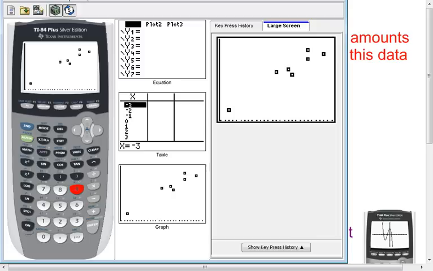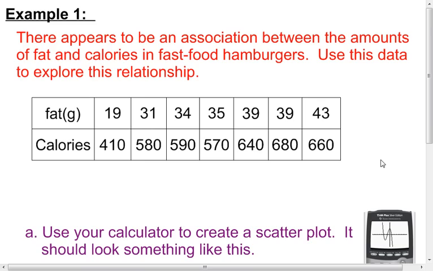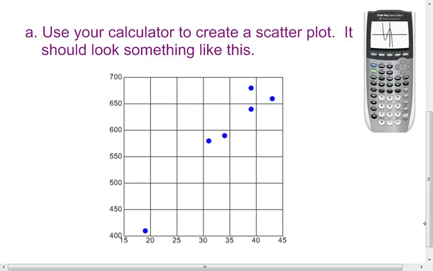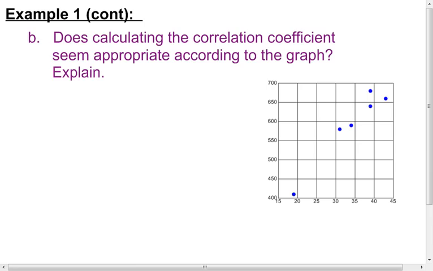Okay? And again, you're only going to calculate correlation coefficients if the data is linear. And in this case, definitely the data is linear, and so that is a good thing. It would make sense to calculate the correlation coefficient. Okay? It should look something like this after it's been graphed. All right, does calculating the correlation coefficient seem appropriate according to this graph? Yes. It follows a linear model, and that's key.